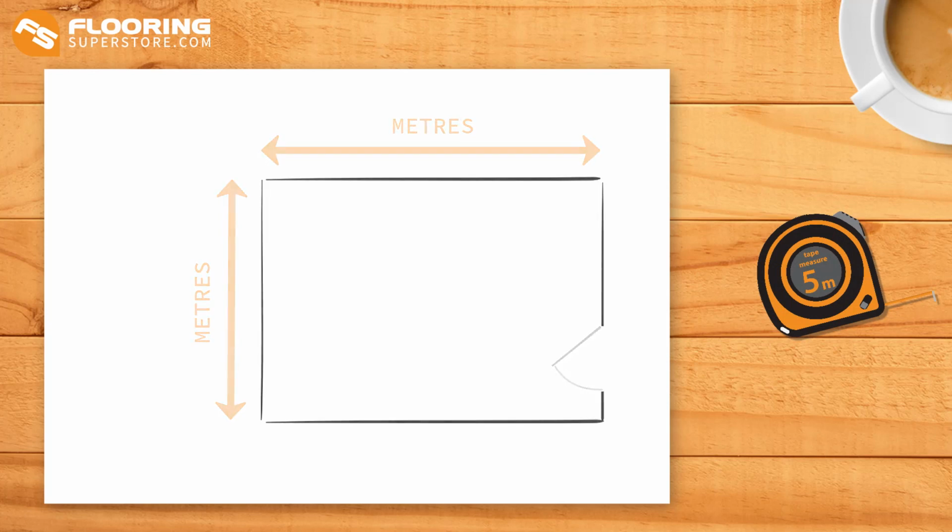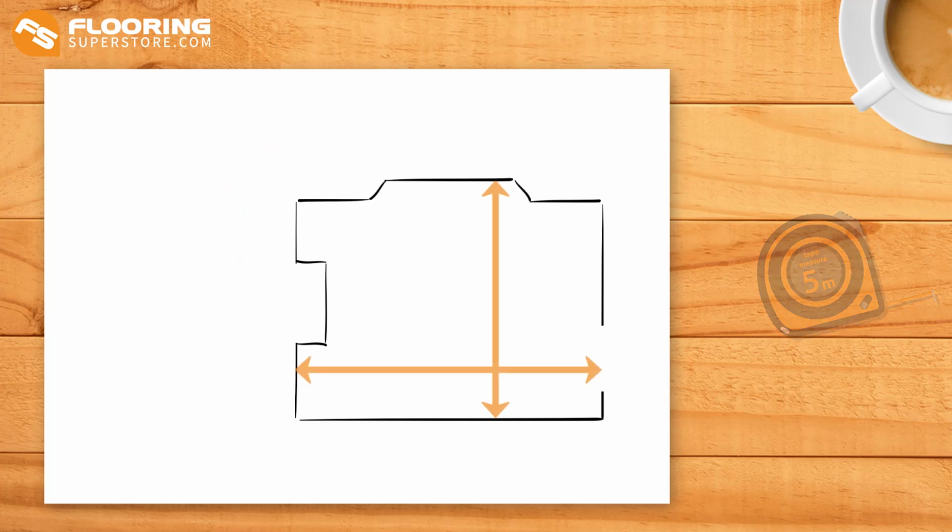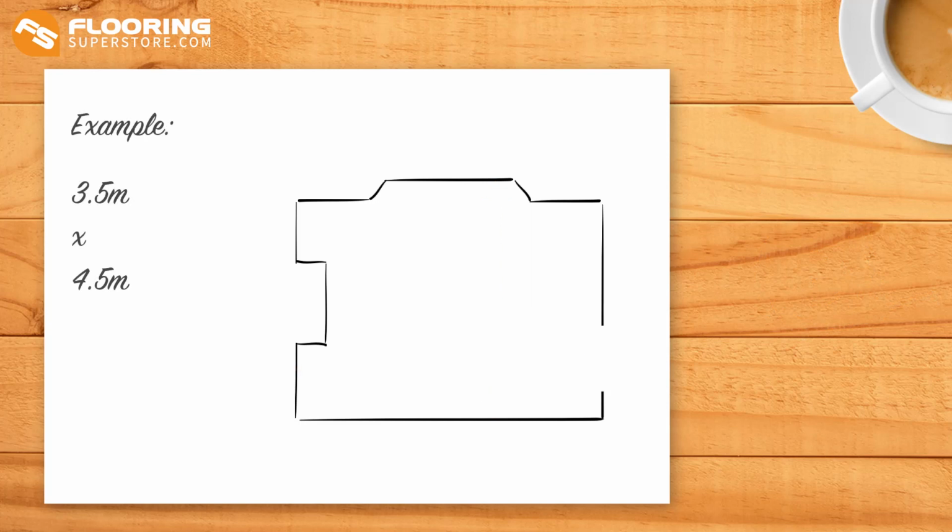For rooms that aren't a simple square, for example ones that have bay windows or alcoves, simply take measurements of the longest and widest parts. Note down your measurements on your sheet of paper.